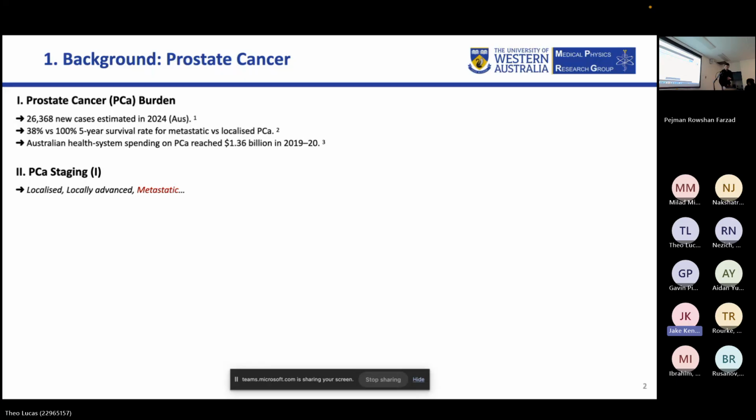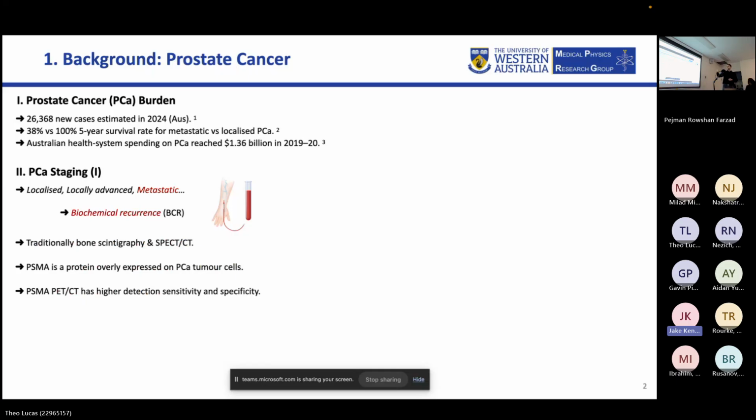Now, within these categories, there's another staging category called biochemical recurrence, which occurs when the patient's PSA levels, so PSA is a protein found in the blood, are elevated following either radiotherapy or surgery. And I've highlighted these two stages in red because they're going to be relevant to the cohorts that we use in the research. So then a natural question arises, well, how do we actually determine these various stages?